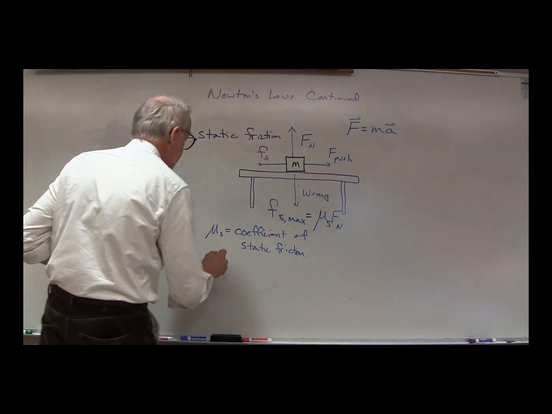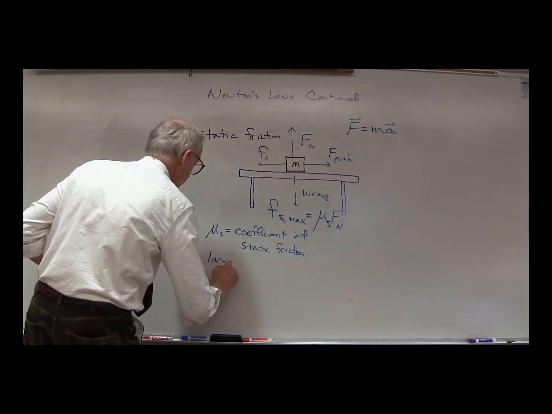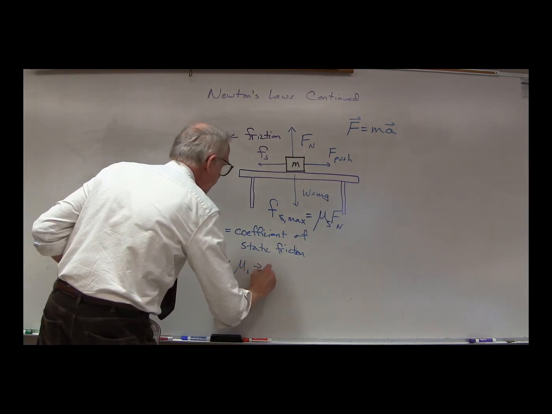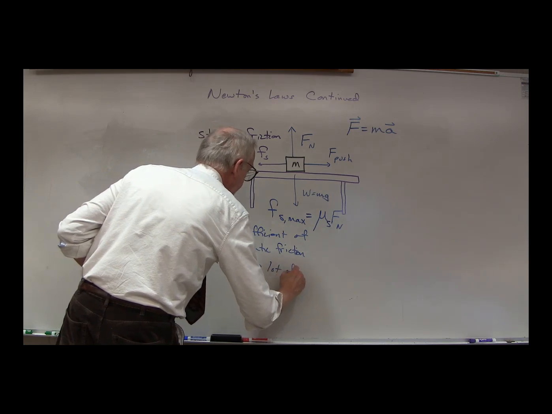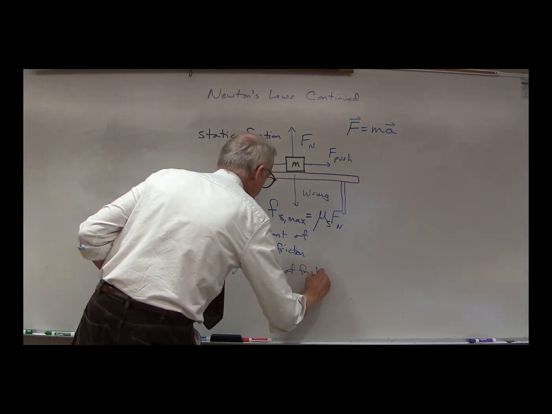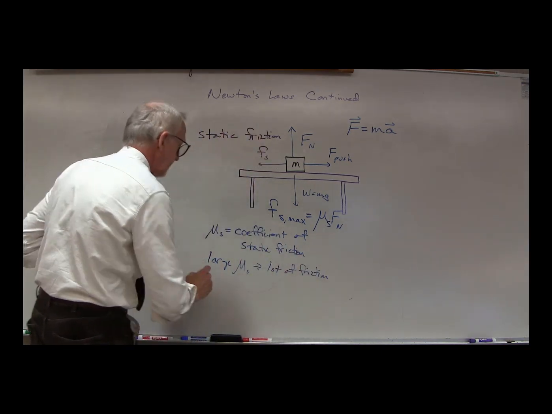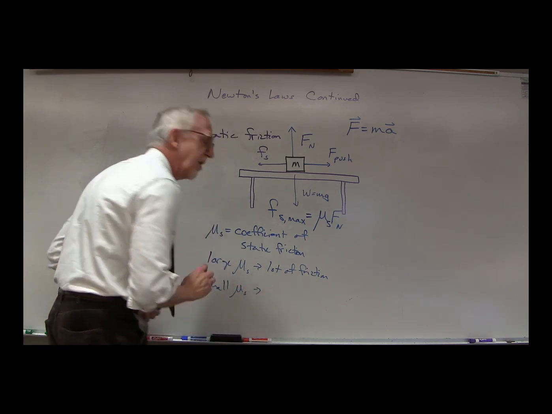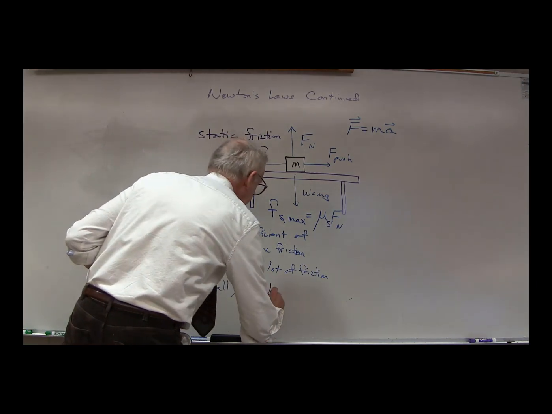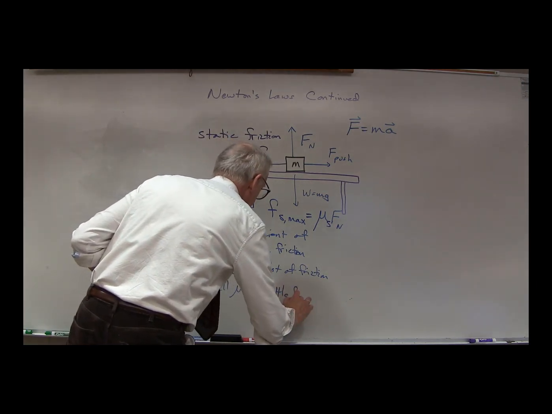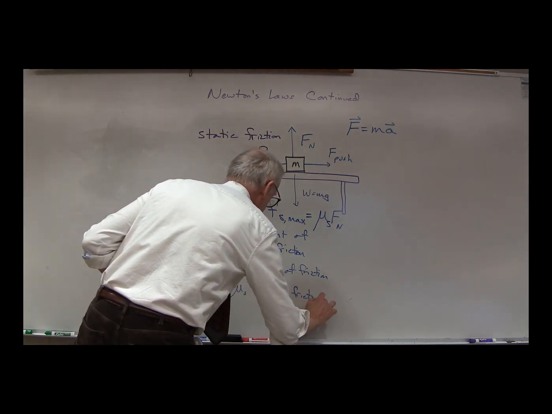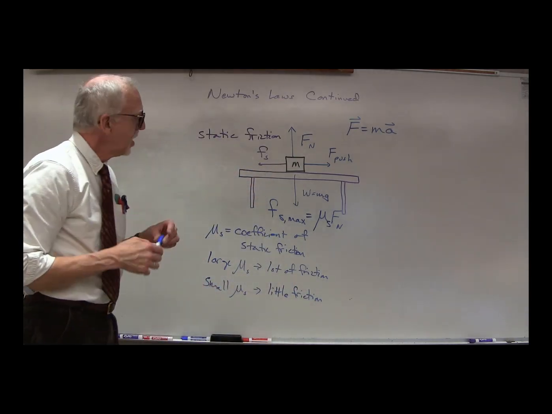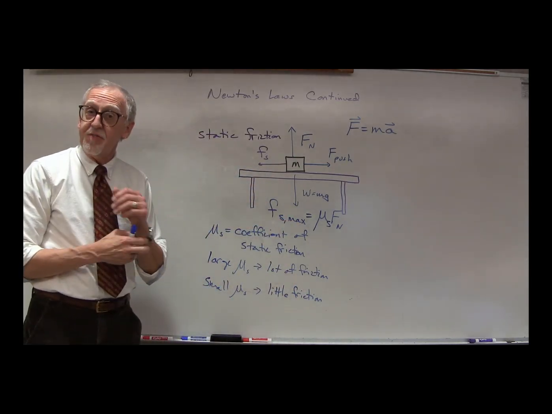Large mu s, that means there's a lot of friction between the two surfaces. A small mu s means they're very slippery. There's very little friction. Okay, very good. So that's Fs max.